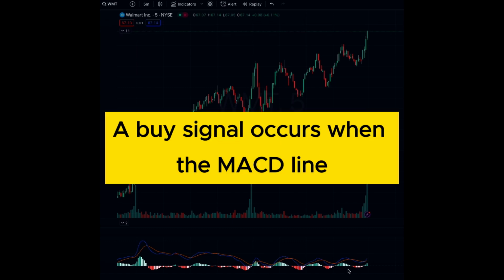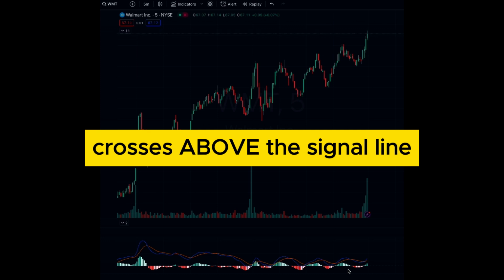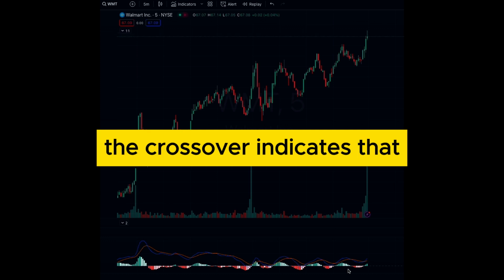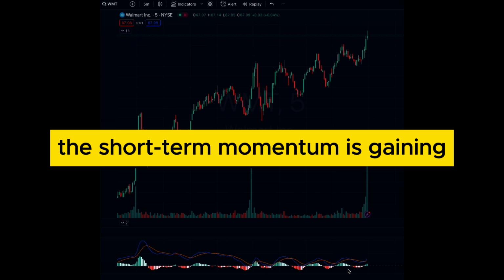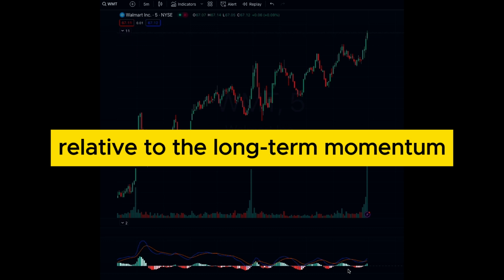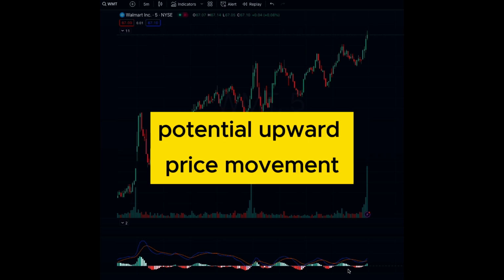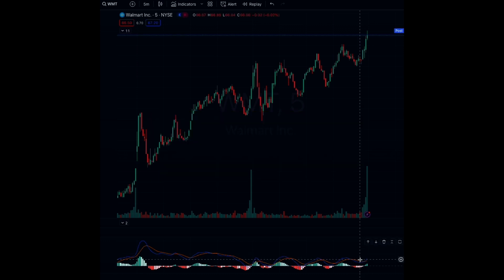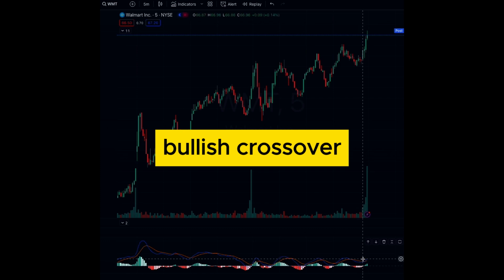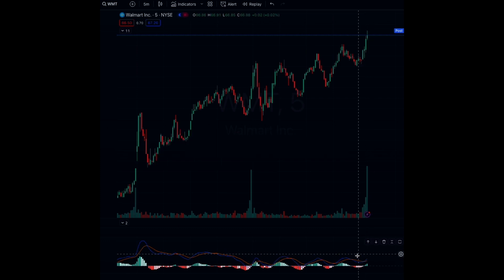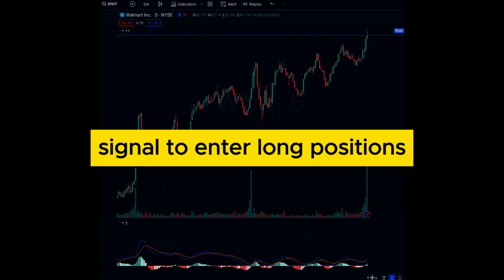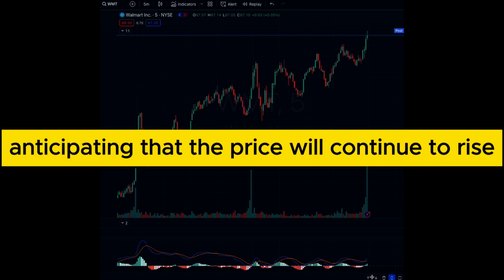Buy signal. A buy signal occurs when the MACD line crosses above the signal line. The crossover indicates that the short-term momentum is gaining relative to the long-term momentum, suggesting a potential upward price movement. You can see the MACD line crossing above the signal line, creating a bullish crossover. Traders often look for the signal to enter long positions, anticipating that the price will continue to rise.